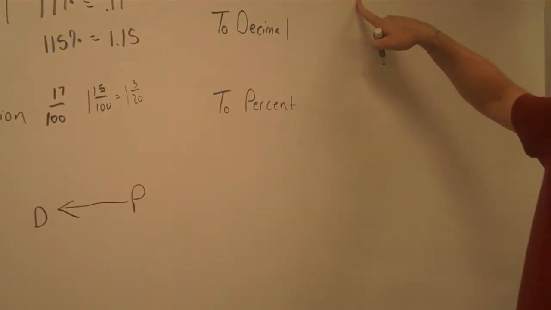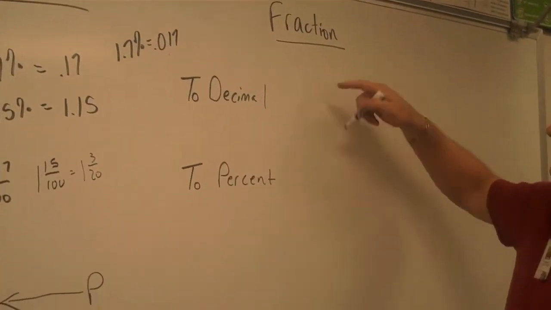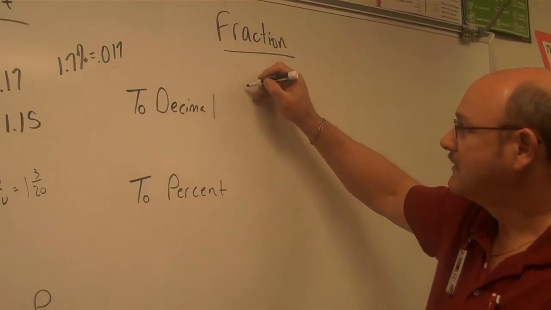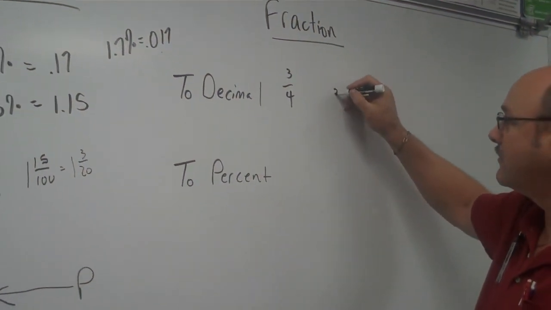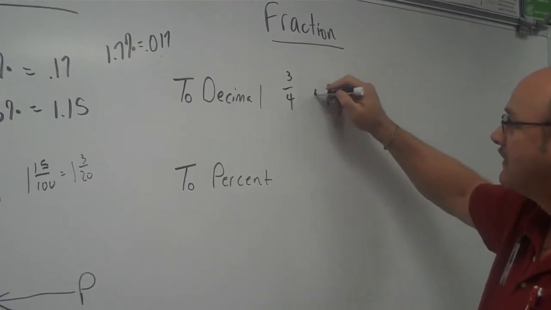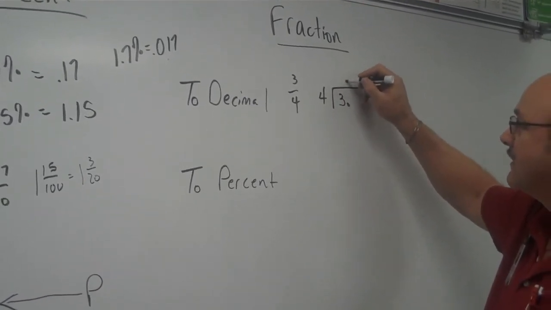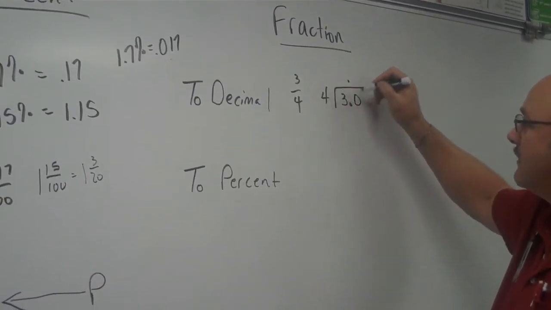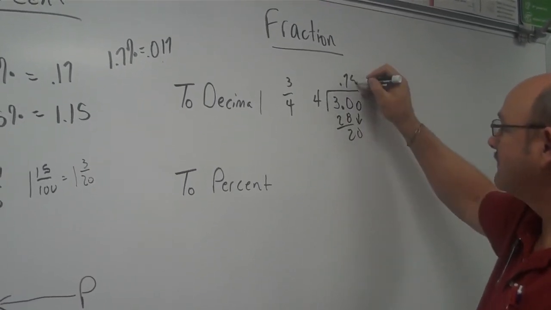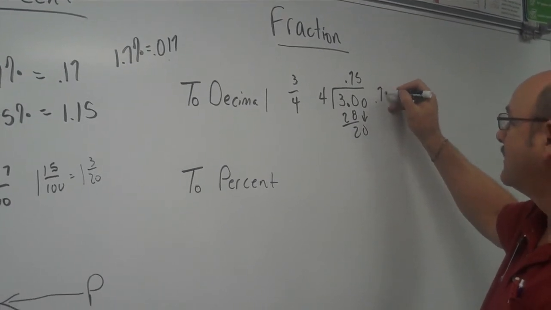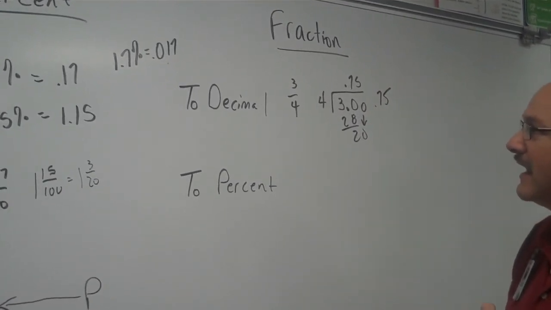Lastly, we have fraction to decimal and percent. Fraction to decimal, such as 3/4. We're going to take the top number, put it in the house, and divide. Fraction, decimal, decimal. 4 times 7, 4 times 5. 3/4 is 0.75.